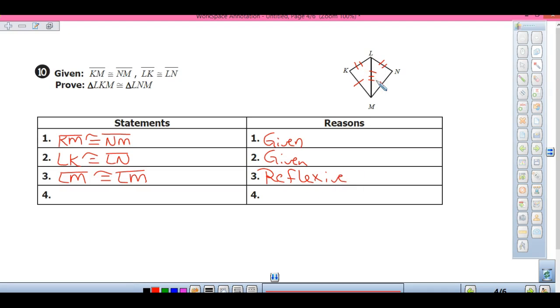Do I have enough information to say SSS? And we can put that prove statement right in there. Triangle LKM is congruent to triangle LNM. Notice how our last step, our reason is never prove. Some of you still have the habit of putting prove for our reason right here. Not possible.